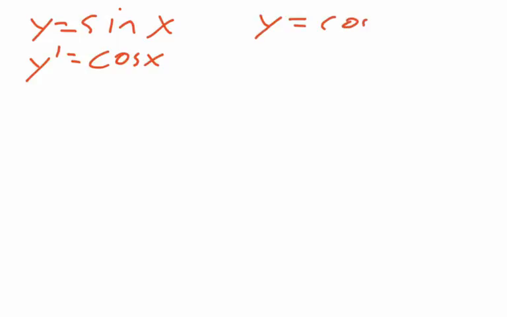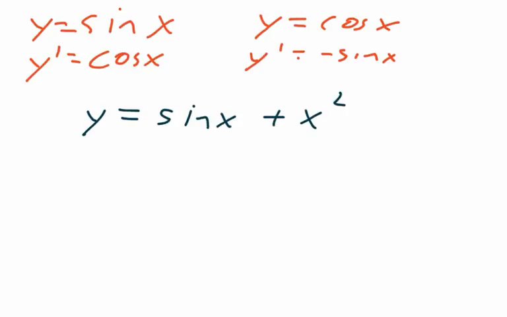Finally, when y equals sine x, the derivative is cosine x, and if you have y equals cosine x, the derivative is going to be negative sine x. So if I have a problem of y equals sine x plus x squared, the derivative of sine x is cosine x, and the derivative of x squared is you bring down the 2, x, 2 minus 1 is 1. So that's a quick look at the power rule problems.